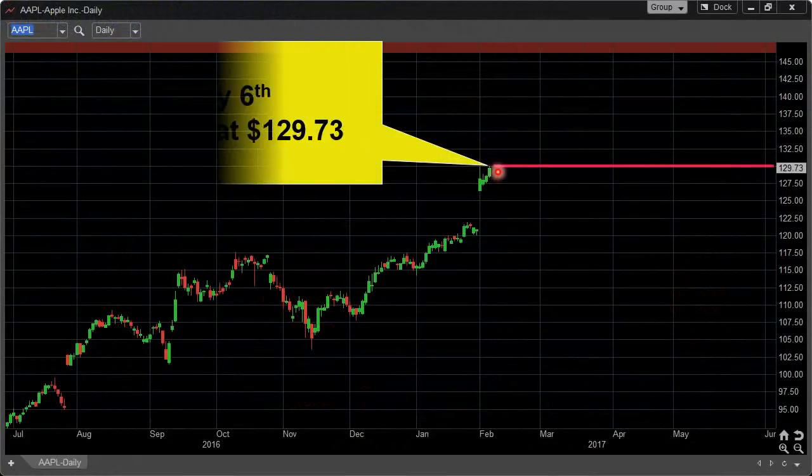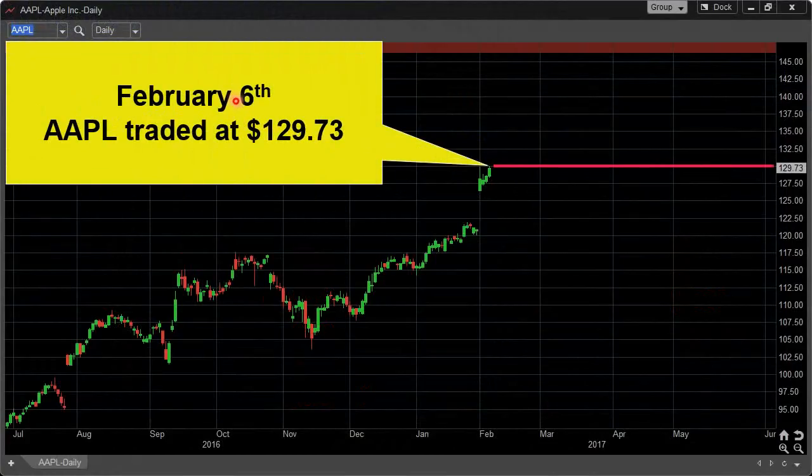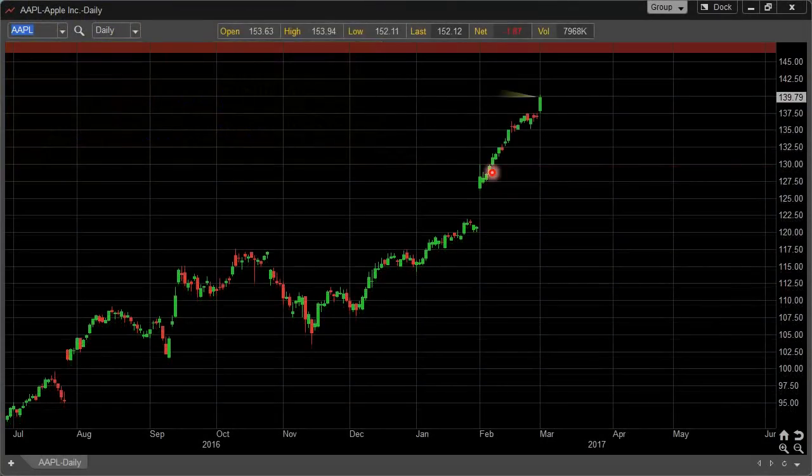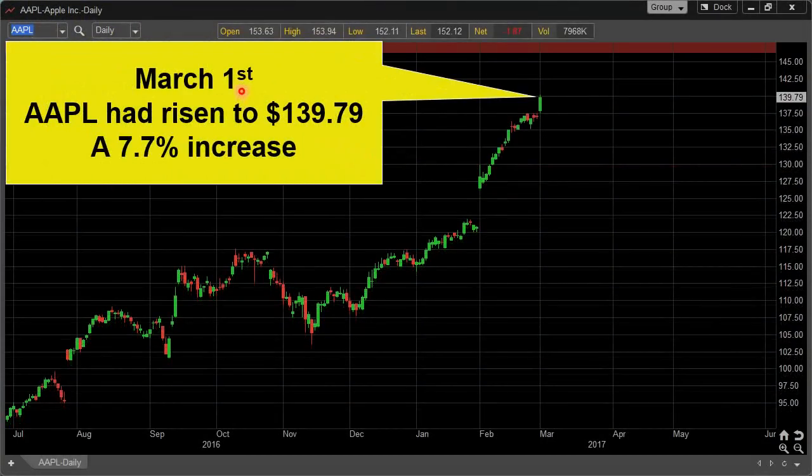Apple on that day, on February 6th of that year, was trading at 129.73. If you were bullish on Apple, great. It gapped up, it was moving higher. It makes sense to be bullish. So if you bought Apple, great. It went higher. A month later, if you had bought shares of Apple, you would have seen an 8% increase in your stock trade. Are you happy?